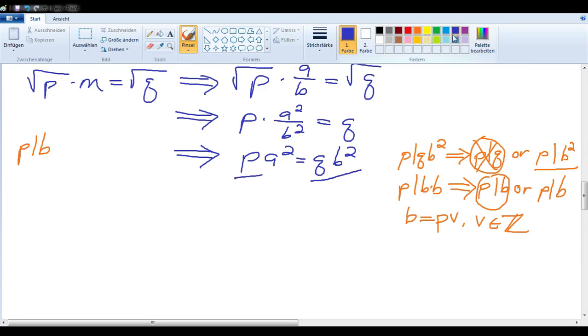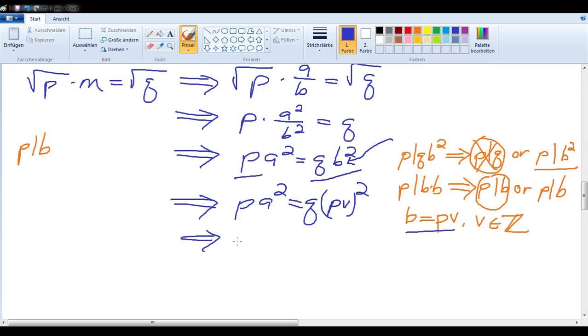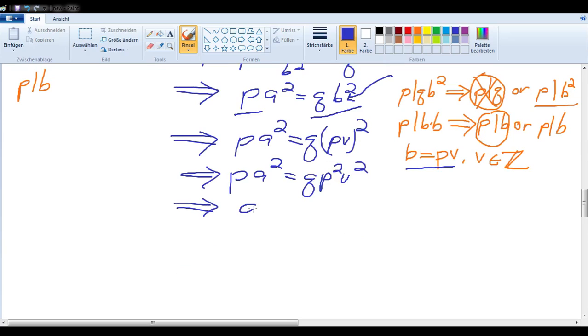And now we can return to our main line of thought and sub in for our b here. So that gives us q and then p v squared. We can multiply this out. We can cancel p's on each side of the equation. And we get a squared equals q p v squared.